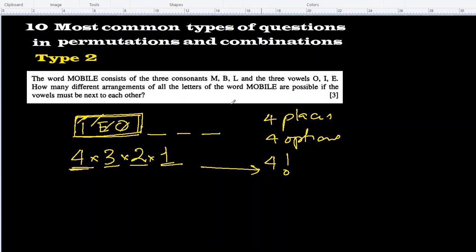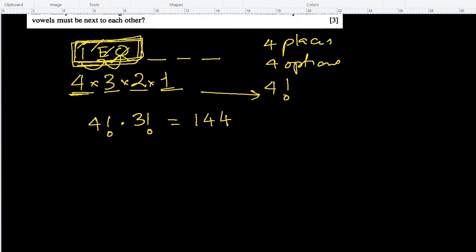Originally, they are 6 letters, but we have reduced them to 4 because we took I, E, O as one entity. So our arrangements of those 4 will be 4 factorial. But inside this box, I, E and O can also interchange their places. So there are 3 places inside the box and there are 3 vowels taking them. So we'll multiply this arrangement by 3 factorial and that becomes the final answer. If you put this in a calculator, you get 144 arrangements. So let's build up more examples on such questions.